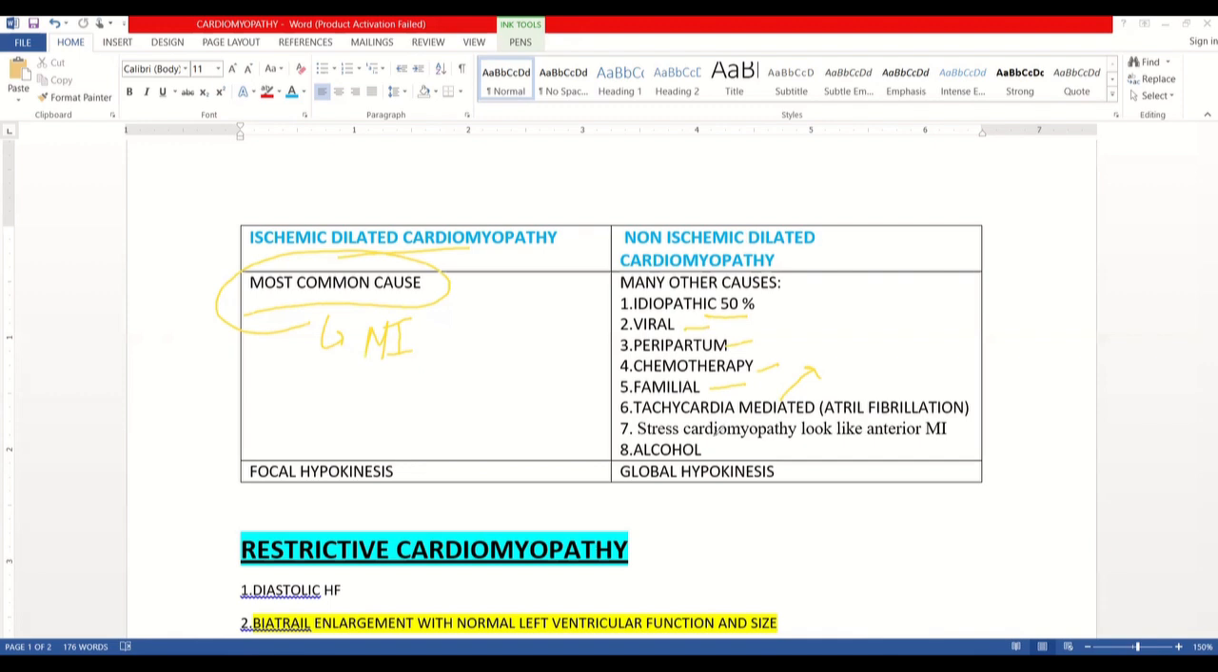and stress cardiomyopathy. It looks like the anterior MI. This is again high yield stuff. You may find ST segment elevation in the anterior leads of ECG, right? And in dilated cardiomyopathy, in ischemic, there is focal hypokinesis. And in case of non-ischemic dilated cardiomyopathy, global hypokinesis, right?